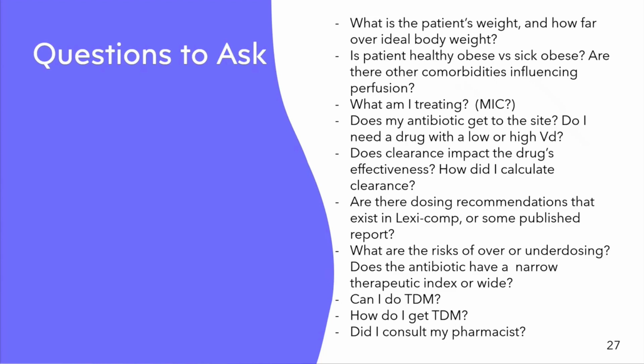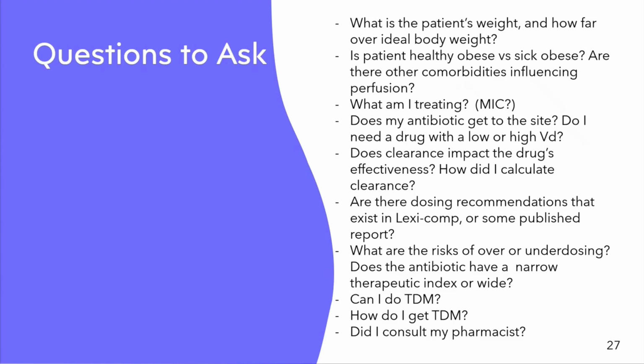What am I treating? Am I treating a bacteremia? Am I treating a diabetic foot osteo? Do I know the MIC of the organism? How does my antibiotic get to the site? Do I need a drug with low or high volume of distribution? How is the clearance going to impact the effectiveness, and how did I calculate that clearance?